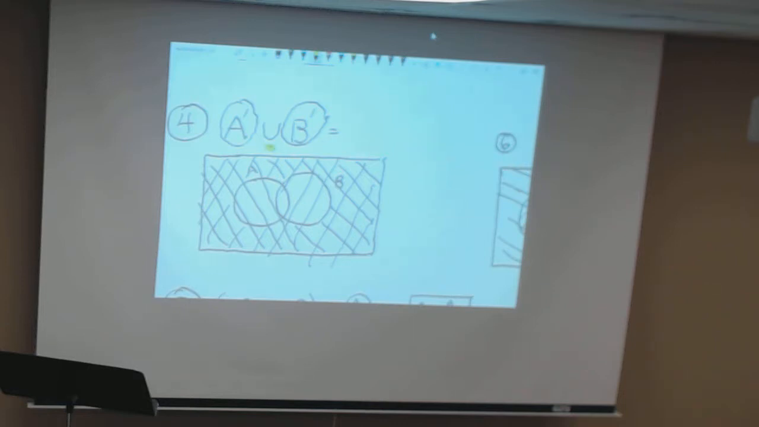So if I was going to shade the union in green, that would be, everybody follow what I'm doing? That would be all of this, everything except that little place in the middle where there are no marks either direction. Does that make sense?